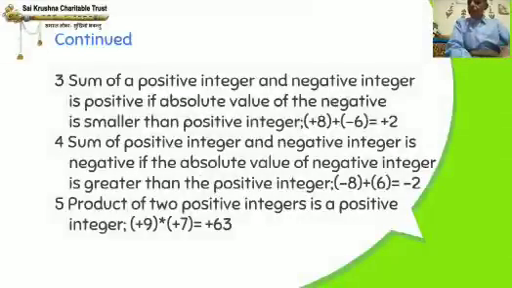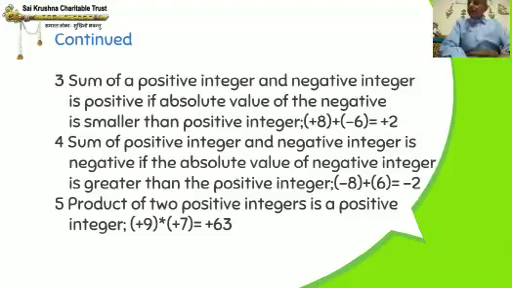Then the third property: the sum of a positive integer and a negative integer is positive if the absolute value of the negative integer is smaller than the positive integer. So let us take two integers, plus 8 and minus 6. Here the positive value is greater, isn't it? What is the absolute value of the negative integer? Minus 6 is the negative integer.